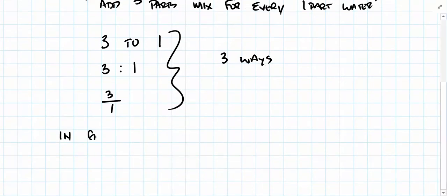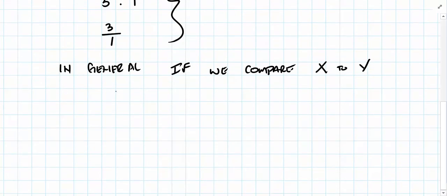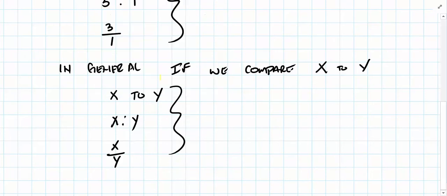All right, so in general, if we are comparing x to y, we're either going to say what we just said, x to y, or we're going to say x colon y, or we're going to have x over y. Even if y is a 1, even if y is the number 1, we're going to keep it in there because it's a ratio of something to something else. So these are 3 ways. Most of the time you're going to be using this way, but these other ways are possible.